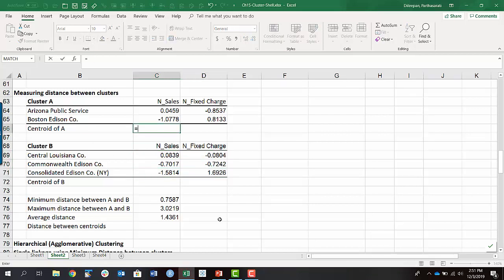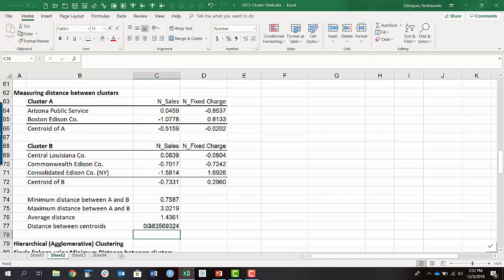To find the centroid, we have to find the average of each predictor. That's for predictor 1, that's for predictor 2. So this is the centroid of A, and the centroid of B is this. Now we can set up the distance between these two centroids, which is the square root of the sum of x minus y squared. So centroid of A and centroid of B, then close parenthesis for the square root, and you get the distance.